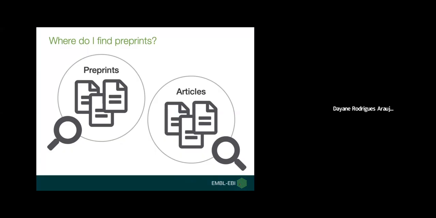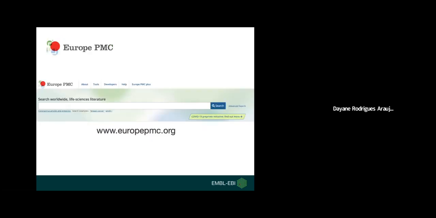So let's move to the question, where do I find preprints? Usually the places where you would find preprints are different from the ones where you would find published articles. It has changed over the last years, and now you can find many tools that search for both, like preprints and peer-reviewed publications. The tool that I will talk about today is Europe PMC.